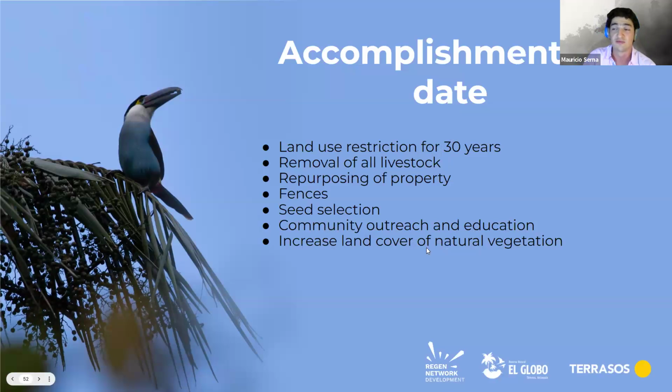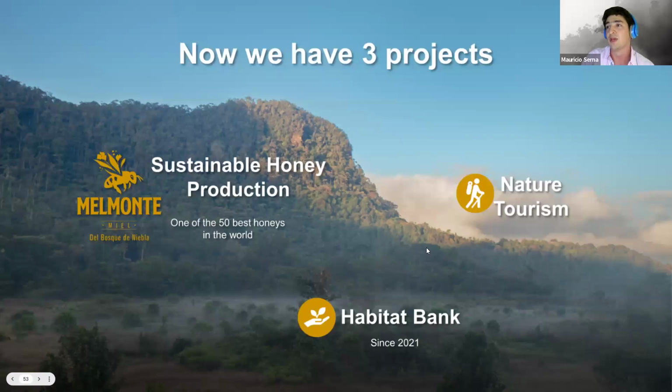We implemented some fences in order to eliminate threats from neighbors. We started seed selection, and we also do a lot of community outreach and education in the surrounding area. And we've increased land cover of natural vegetation. In just 3 years since the launch of the Habitat Bank, we've already increased land cover of natural vegetation. Now we have three projects.